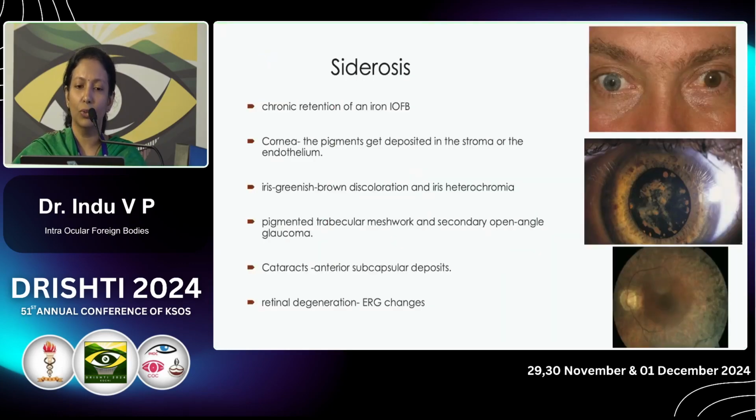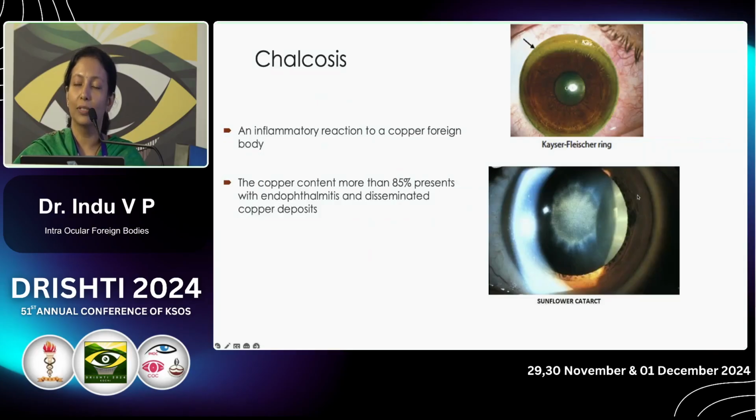A very short note about siderosis. Siderosis happens due to chronic iron foreign bodies. So you can have a heterochromia of the iris. You can have a brownish pigmentation of the cornea, the iris, and the anterior lens capsule, anterior capsular cataracts, and also retinitis pigmentosa-like changes on the retina. And chalcosis produces greenish discoloration of the cornea, producing a Kayser-Fleischer ring, sunflower cataracts, and if the copper content is very high, it can result in endophthalmitis.